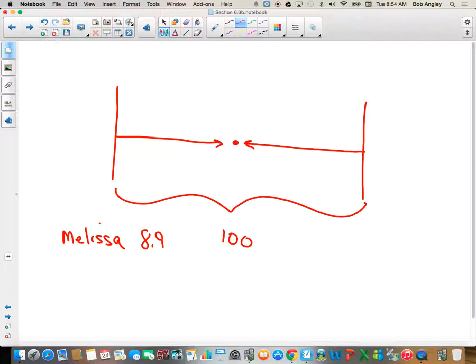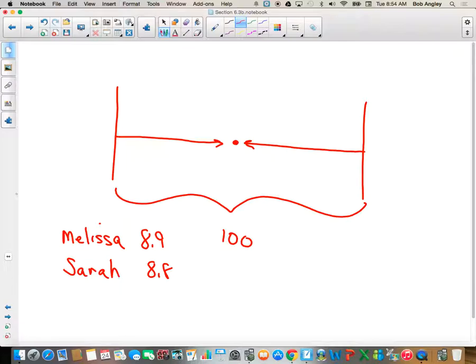Let's see. Sarah, let's have you race against her. Now, I'm going to make you go 8.8. So you're going to lose the first race, as you understand, and then we got to see how we can help you win.